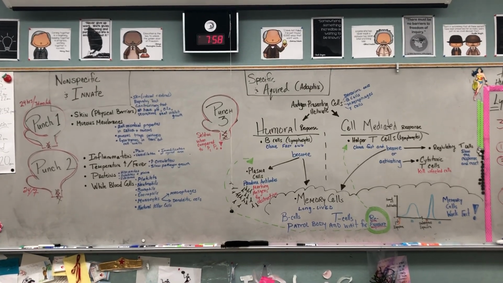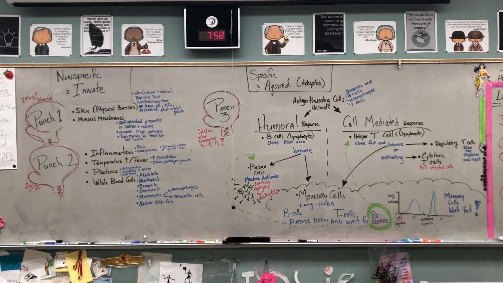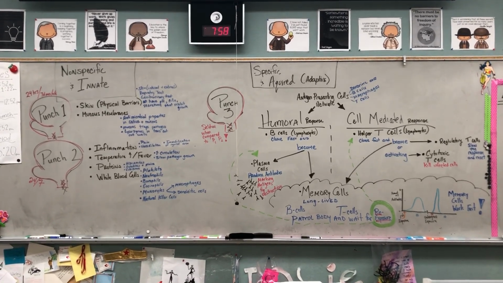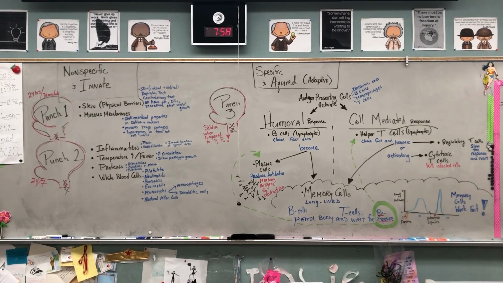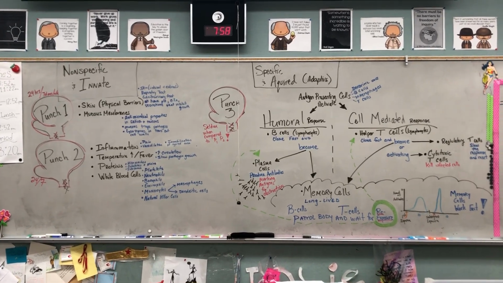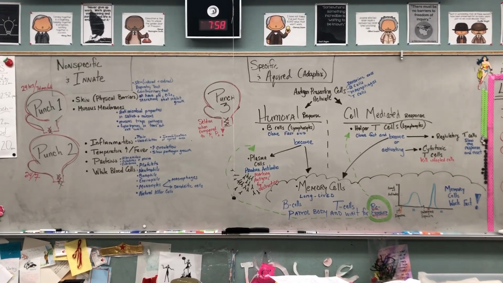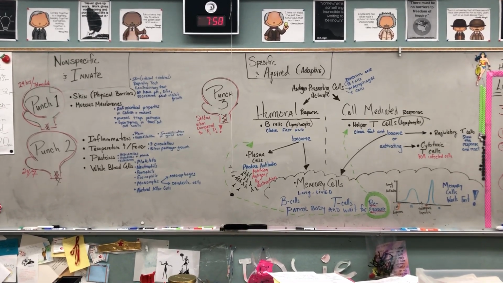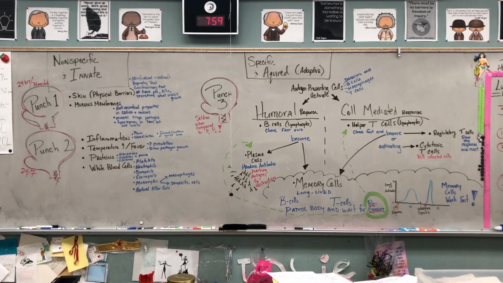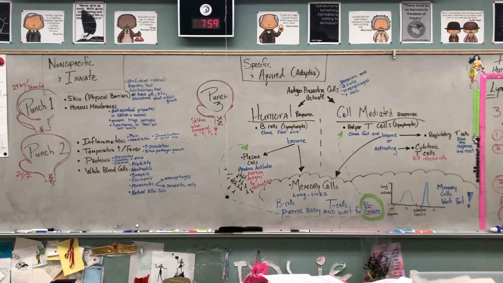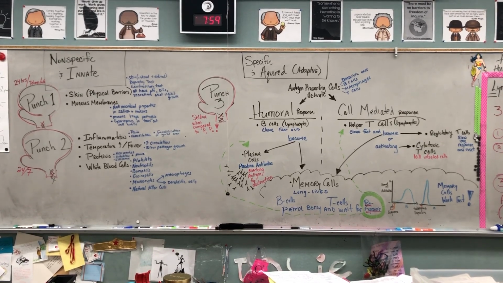All right, learners, let's talk about this big messy board. From a distance, you can see there's a left side and a right side. Left side is not specific. It's also called the innate immune system. I'd love for you to look up some synonyms for innate. You might, as you understand this system better and better, see why it's called innate.